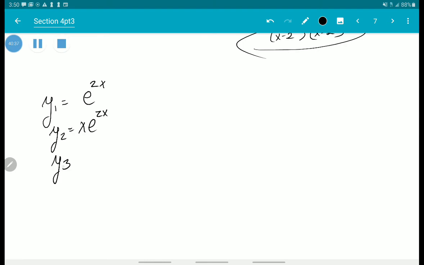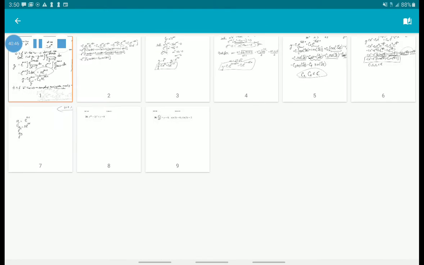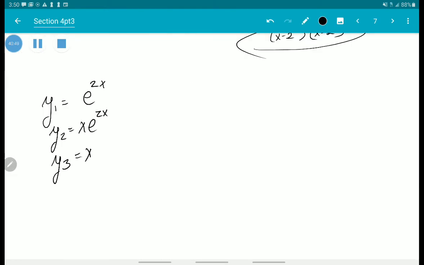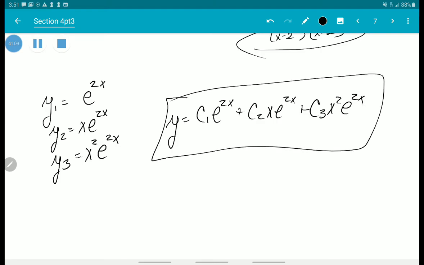So then if we were to do the same thing over here, trying to find that y3, we would actually end up with an x squared times e to the 2x. So then our solution is going to be c1 e to the 2x plus c2 x e to the 2x plus c3 x squared e to the 2x. So there is our general solution for this differential equation.